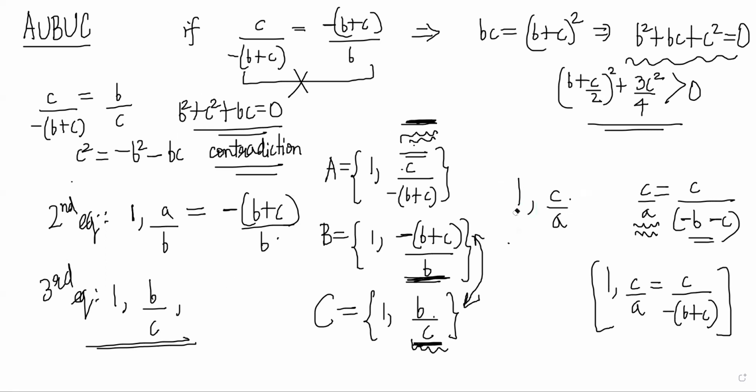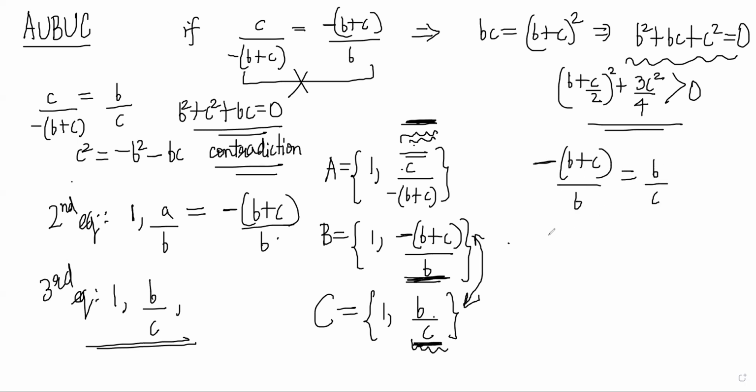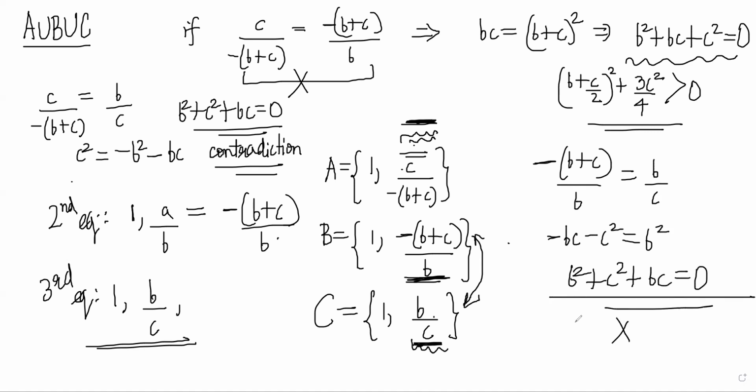I will show you. So basically, minus of b plus c by b is equal to b by c. Let's try making them equal. And you get minus bc minus c square is equal to b square. And you end up with the same impossible situation. This is not possible. So none of these three are going to be equal to each other.